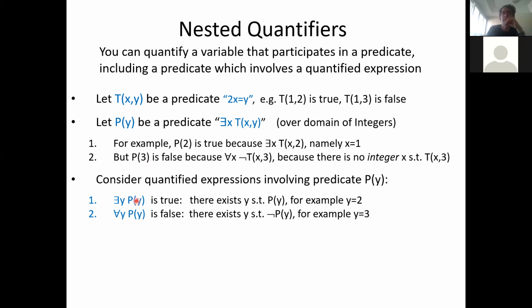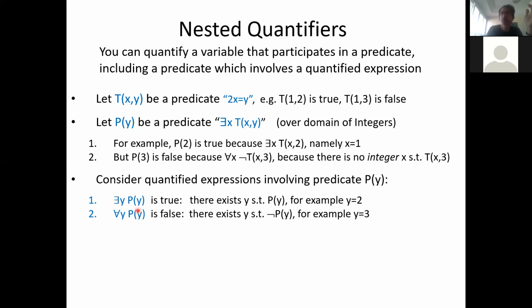We have just seen an example because it is made true for y equals 2. There are other examples. It's also made true if y equals 4, right? If you put y equals 4, the statement is also true: there exists an x such that t of x, 4, namely x equals 2. It actually is true for all even integers, right? So any even integer is a proof that this statement is true.